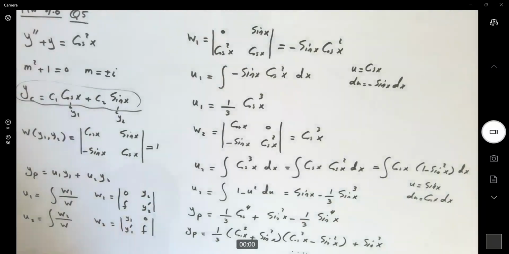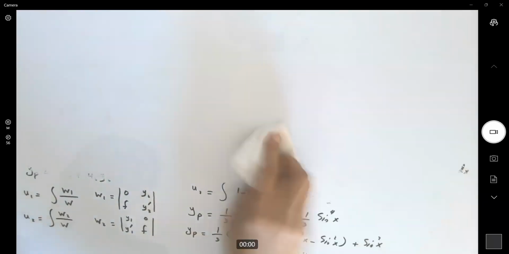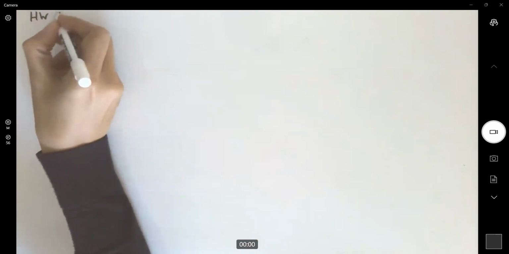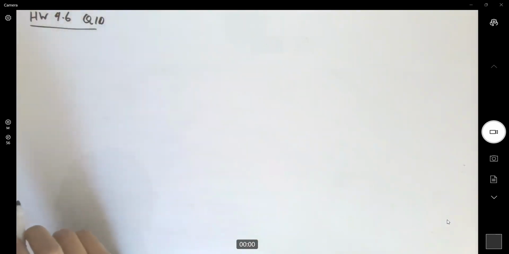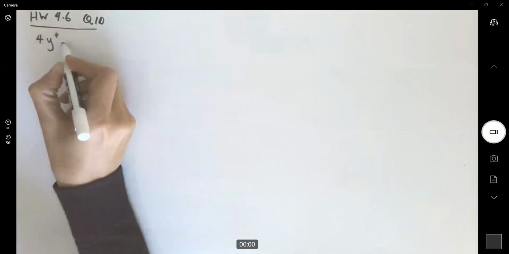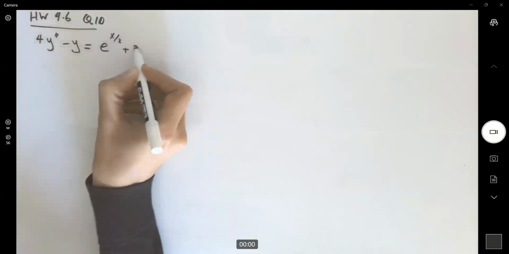Let's take a look at the next question, question 10. So homework 4.6, and here we have question 10. What's the question asking? Question 10 says, solve the following differential equation: four times the second derivative of y minus y is equal to e to the power x over 2 plus 3.